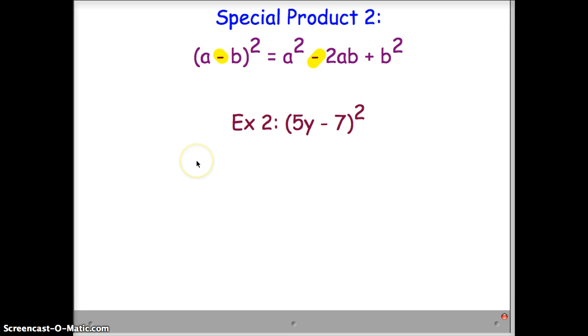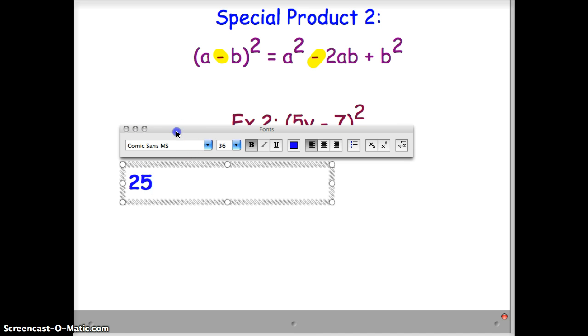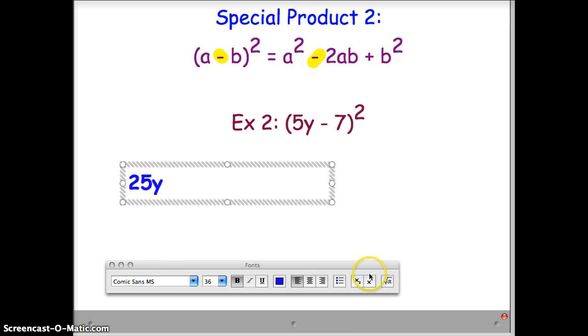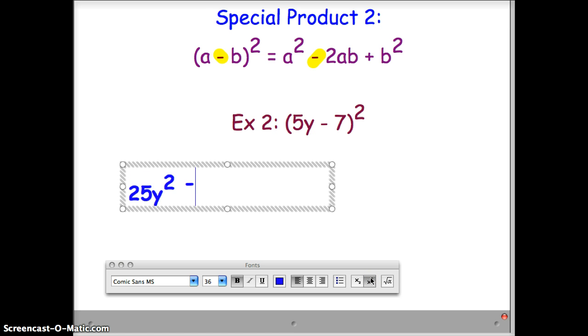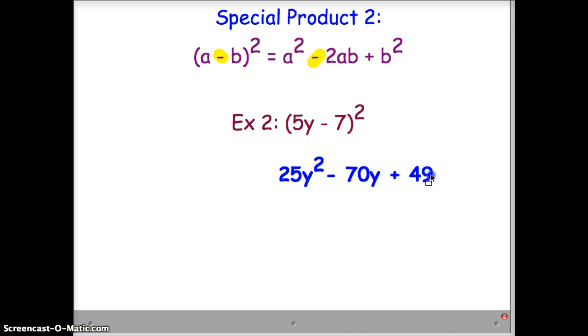So if we have 5y minus 7 quantity squared, we're going to have the first piece squared. 5y quantity squared is going to be 25y squared, minus 2 times their product. Well, 5 times 7 is 35. 35 doubled is 70, so minus 70y. And then plus my last term squared. 7 times 7 is 49. So that equals 25y squared minus 70y plus 49.